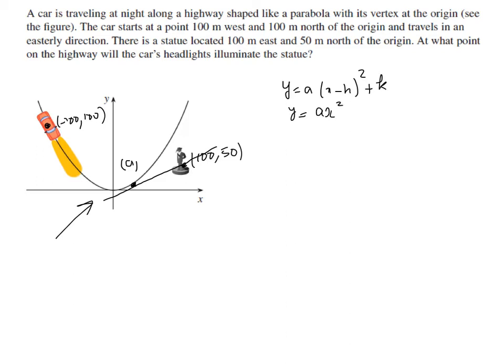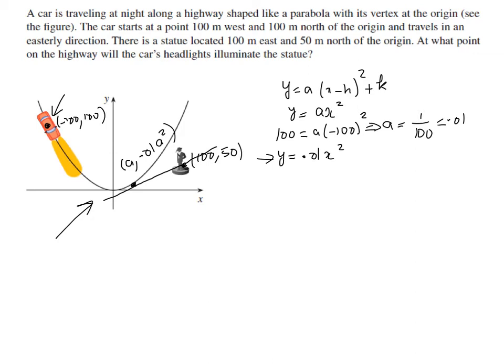But I know the curve goes through the point (-100, 100). So I can say 100 is equal to a times negative 100 squared. From here, I can find a is equal to 1 over 100, which is 0.01. So the equation of the curve becomes 0.01x squared. Now, if the tangent line touches the curve at the point where x is a, then y is 0.01a squared.